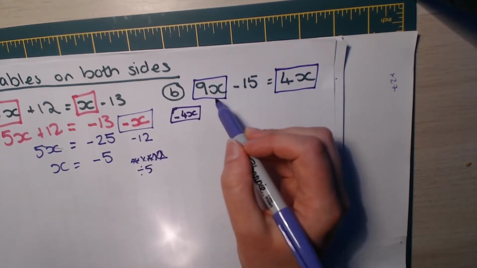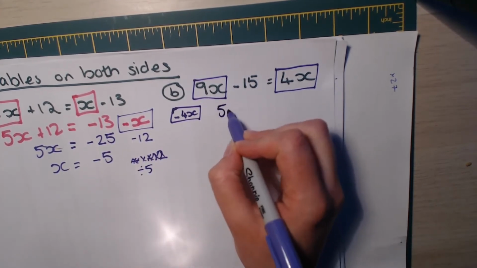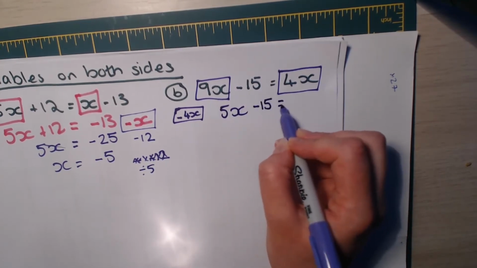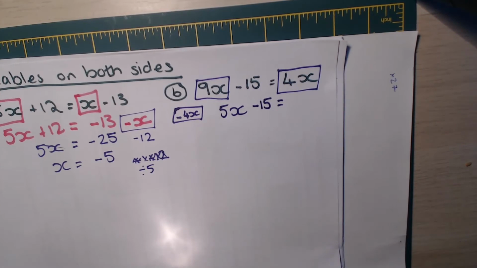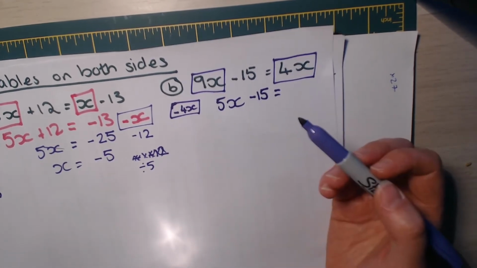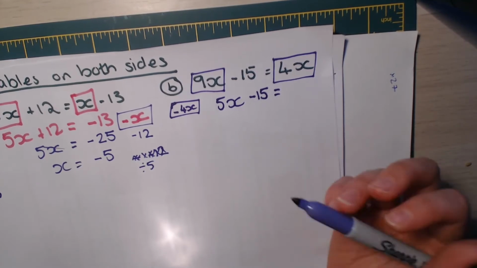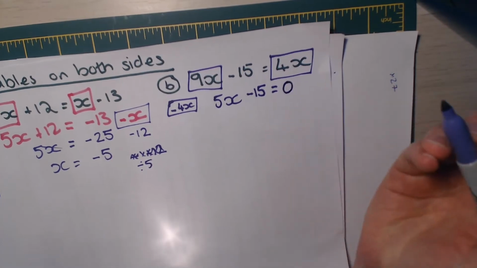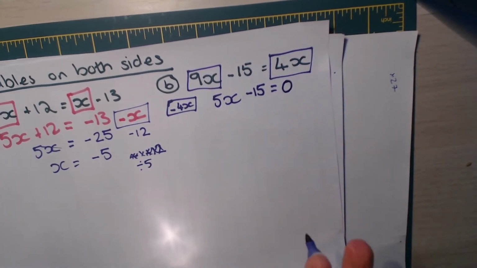So 9x subtract 4x is 5x, and we're left with the negative 15. That doesn't change. Equals, now this is why I put this one here, because a lot of people panic at this point, because we've got 4x, subtract 4x, it leaves us with 0, and people don't know what to do when a 0 comes into it. It is absolutely fine to have a 0. Okay, that's okay. As long as you're following the rules, it's not wrong.